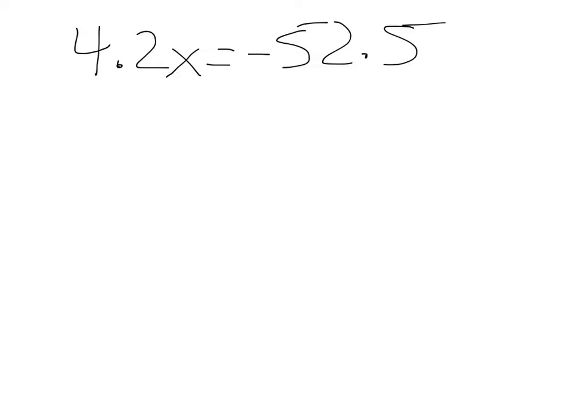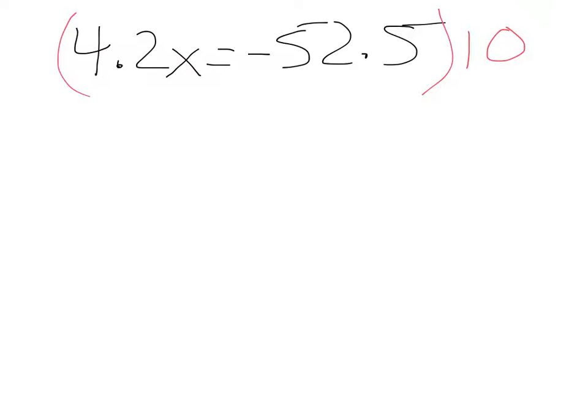For example, if I had the equation 4.2x equals negative 52.5, we could just divide both sides by 4.2. But sometimes that makes it a little bit more difficult to work with, especially if you're working with obnoxious decimals. But in this case, what I could do is I could take the entire equation and multiply it by 10.